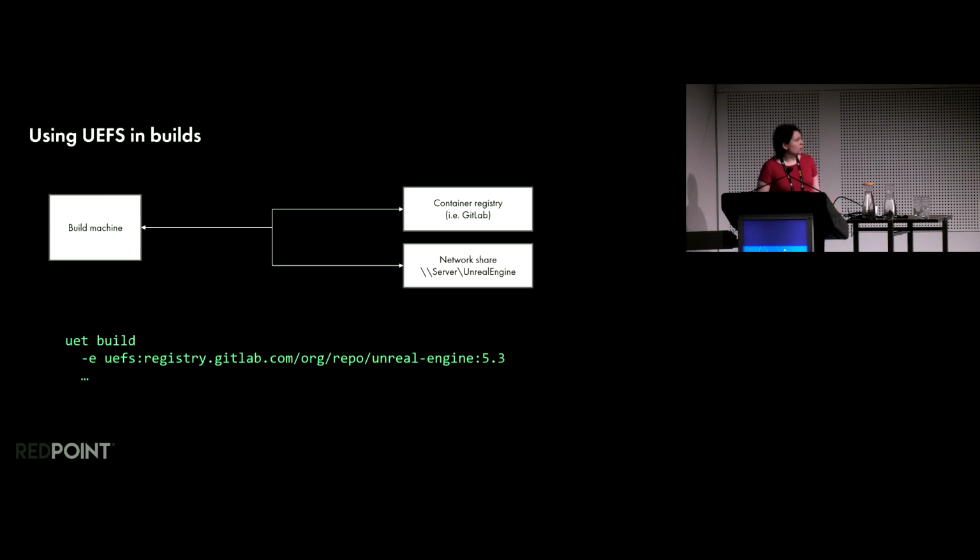And then when we build, when we use that engine flag, instead of passing in an engine version or a path, we do UEFS, and then the container tag. And that's pretty much it. It'll now go look up the package from the container registry, figure out that the ref points at that network share, and then use that instant mount technology I talked about before, to just instantly mount Unreal Engine over the network without having to pull anything, at least on Windows.